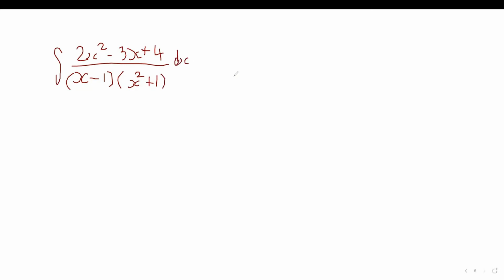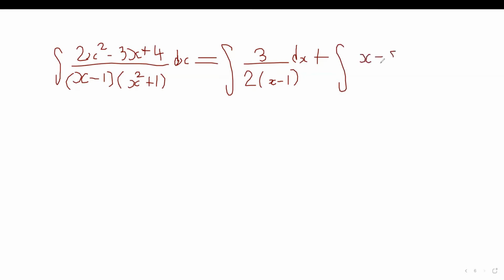Nice. Now, that is going to be equal to the integral of, remember we had split it up in partial fractions, the A we had found to be 3 over 2 times x minus 1, plus the integral of bx plus c, which is x minus 5 over 2 times x squared plus 1. This is what we're integrating. All right, nice. So let's go ahead and integrate now.